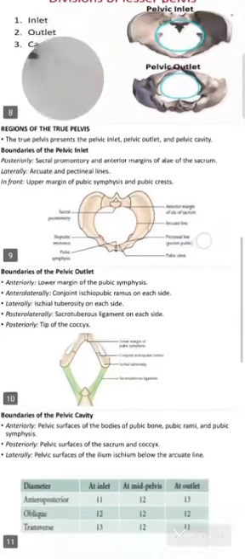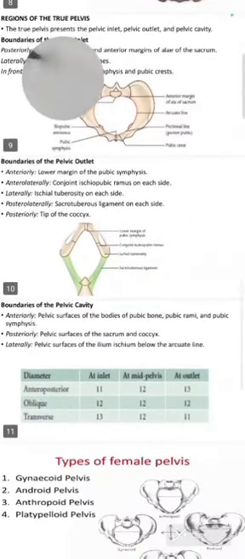Now the boundaries of the pelvic cavity. Anteriorly, the pelvic surface of the body of pubis, the ramus of pubis, and the pubic symphysis. All these pelvic surfaces form the anterior boundary. Posteriorly, the pelvic surface of the sacrum and coccyx. Now laterally, the pelvic surface of ilium and ischium, just below the arcuate line. So these form the boundaries of the pelvic cavity.